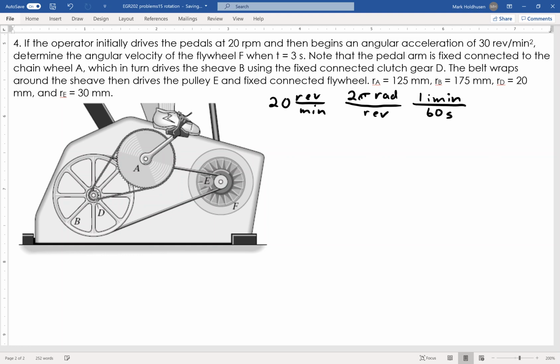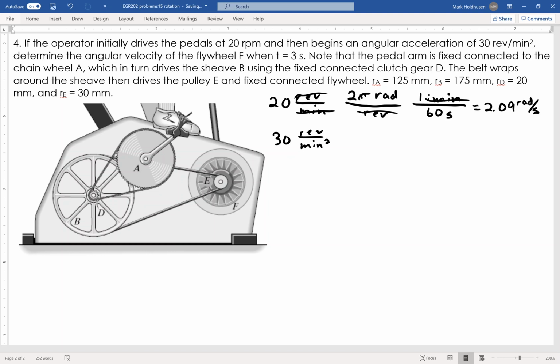has 60 seconds in it. So again, minutes cancel, revolutions cancel, and I'm left with radians per second, which is going to be for this one 2.09 radians per second.